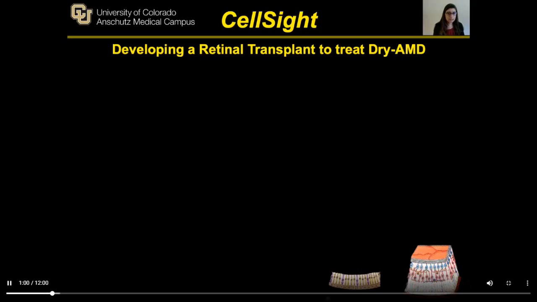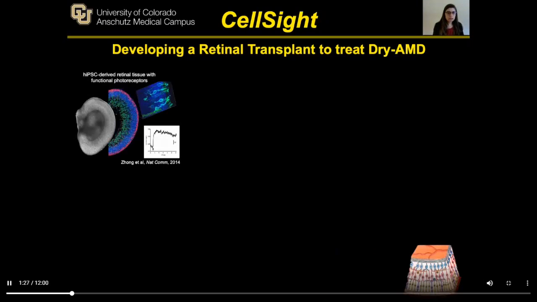And so at CellSight, the approach we are pursuing involves developing a retinal transplant containing both photoreceptors and RPE cells organized as they normally are in the native human retina. And the hope is that upon transplantation, these cells will integrate into the host retina, regenerate these two tissues, and restore vision in these patients.